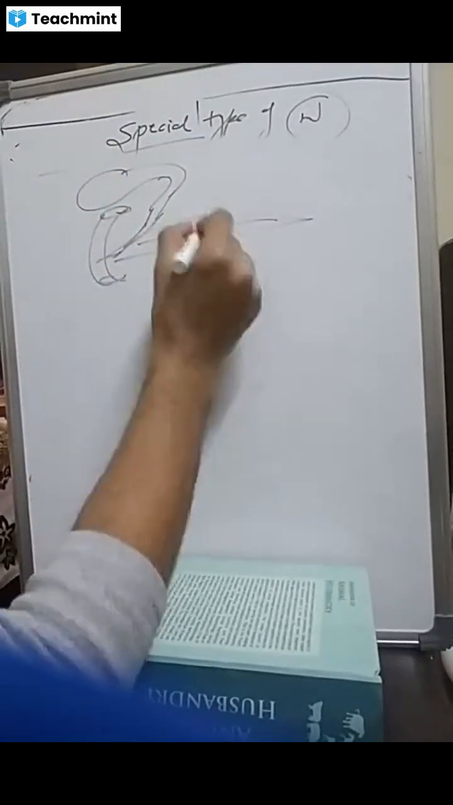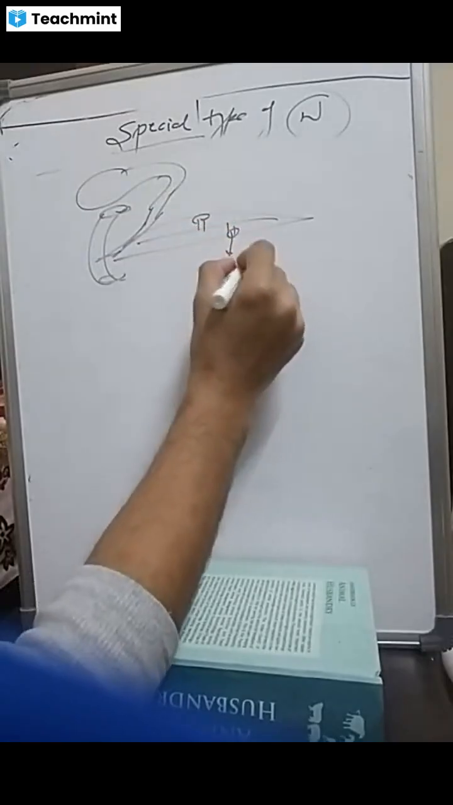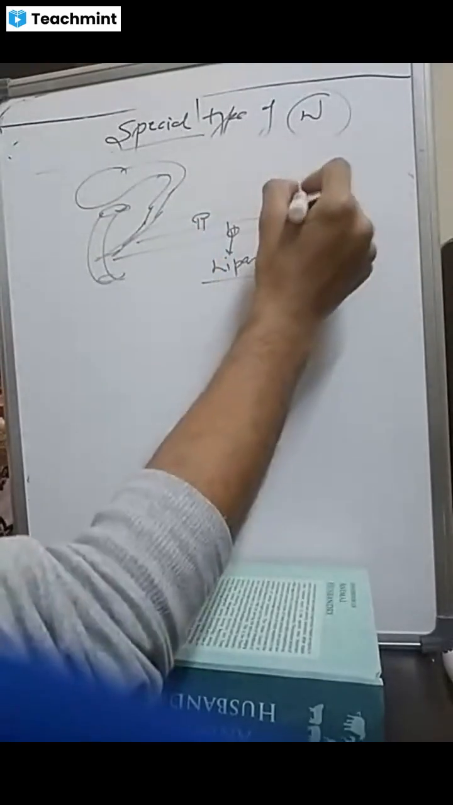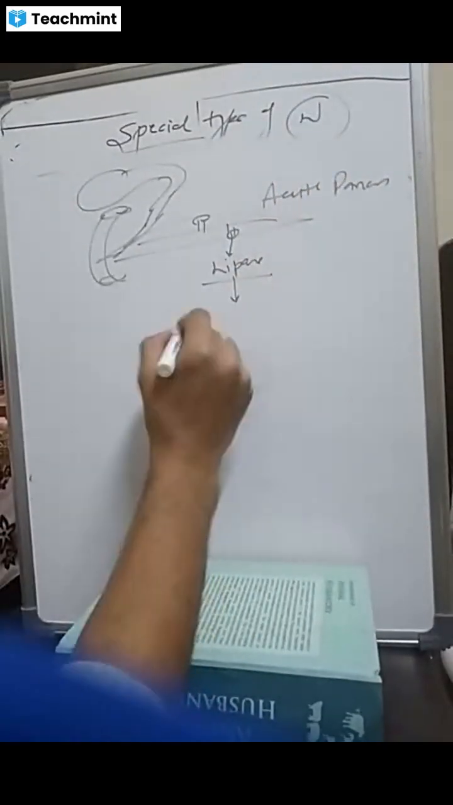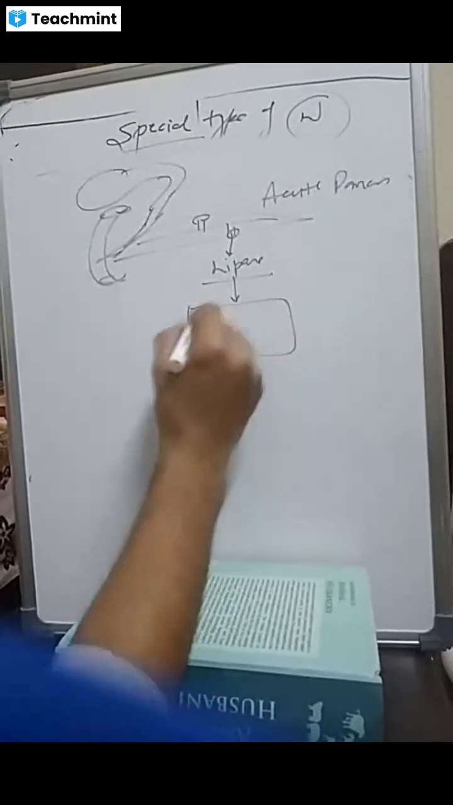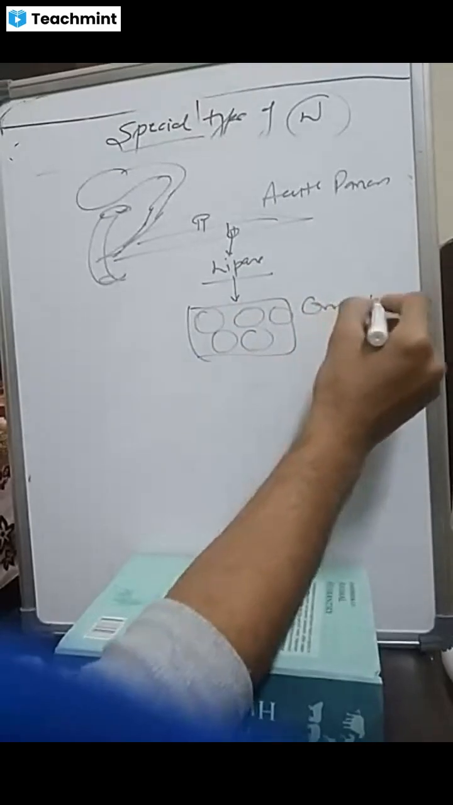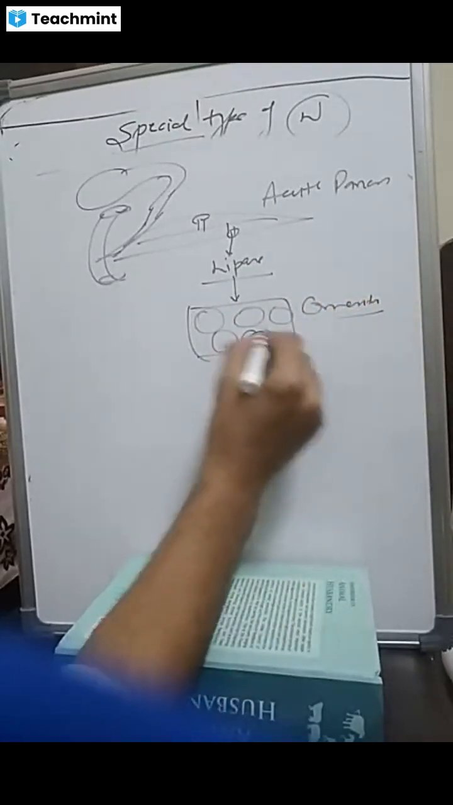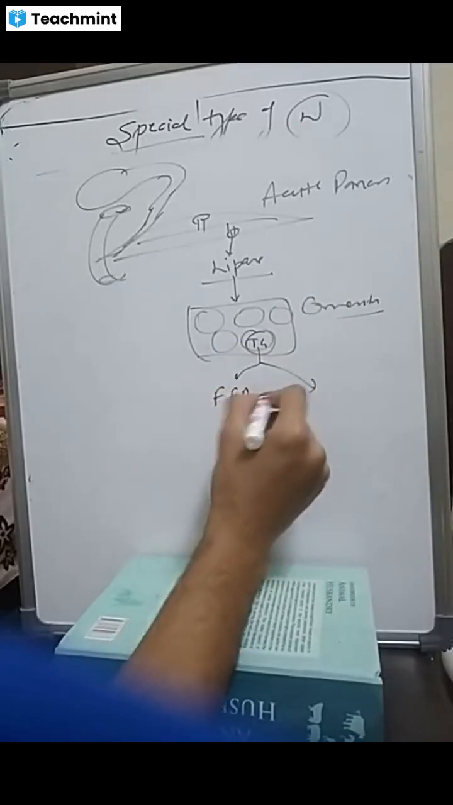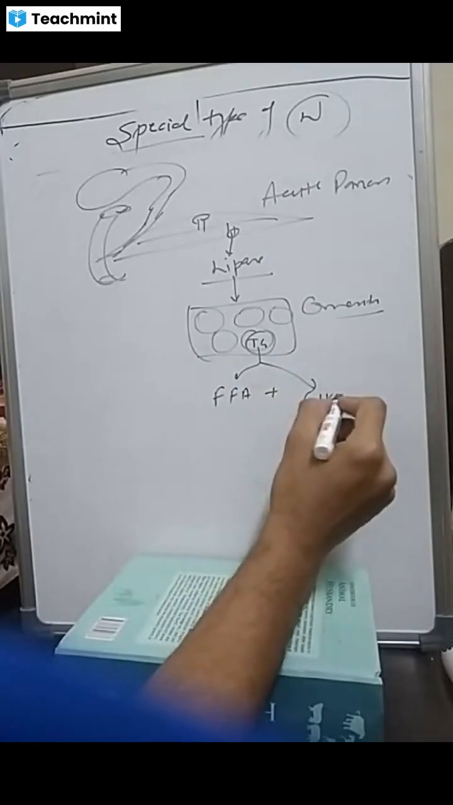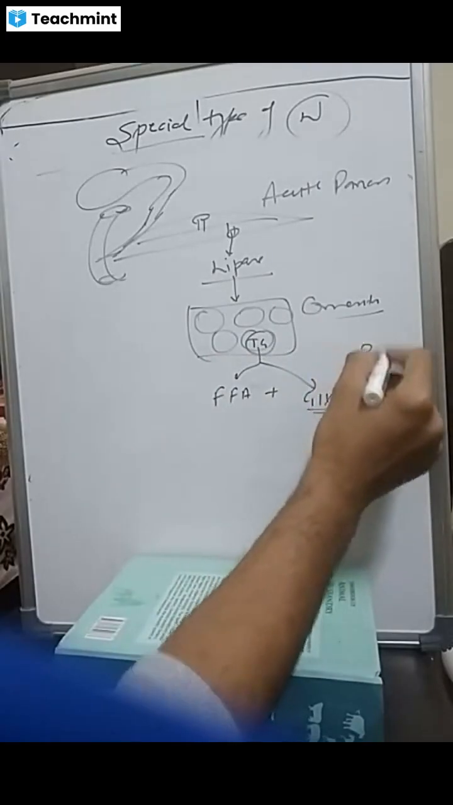So this is the pancreas. Lipase enzyme comes out in case of acute pancreatitis. This lipase will act on the adipose cell of omentum. This is the omentum. The fat stored is triglyceride, which is broken down into the free fatty acid plus glycerol. It will be utilized by the body.